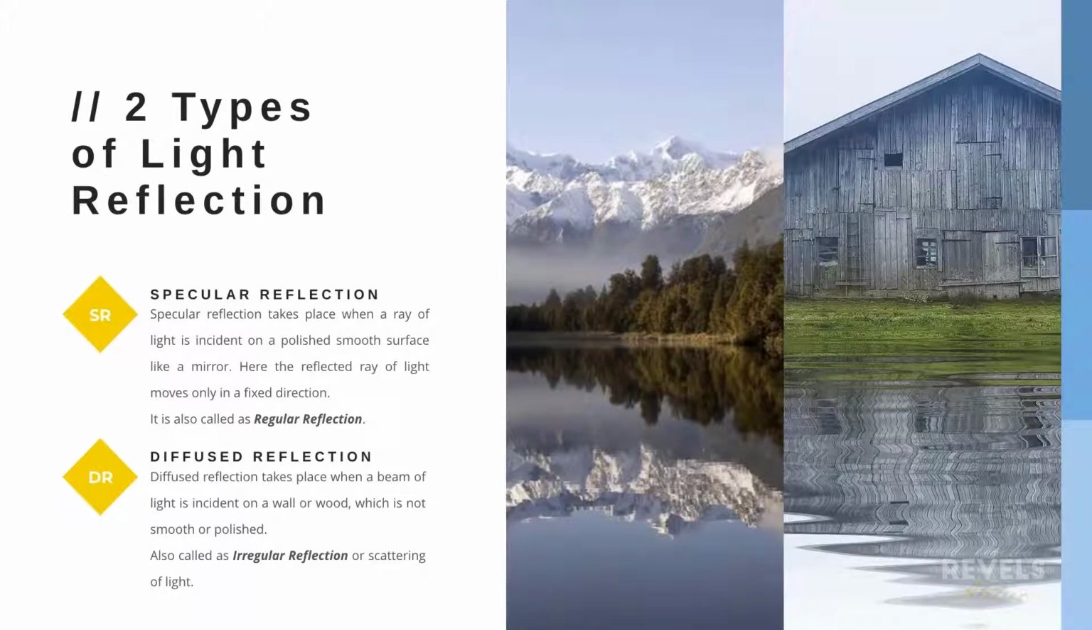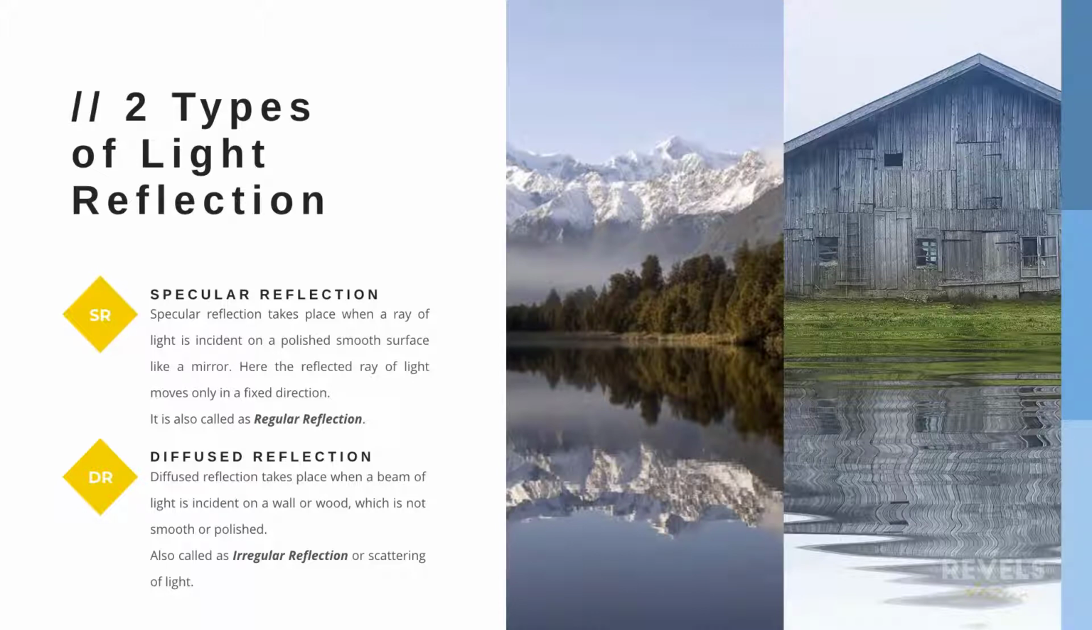We have specular reflection. This is also known as regular reflection. This is when you have something that's very smooth, like glass, a lake. It's basically a mirror reflection. So when you have something really smooth, when a light ray hits and bounces off of it, you're going to get a mirror reflection, something that's unbroken.